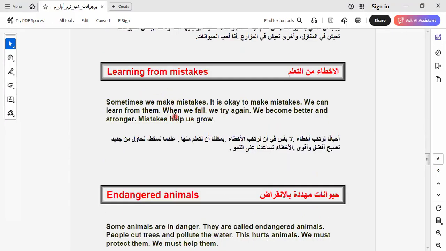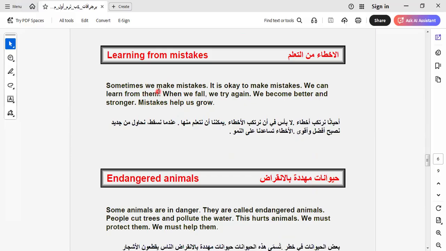learning from mistakes. I think all of us will make mistakes, and it's not wrong to make a mistake, but we must learn from these mistakes. Let's know how to learn from our mistakes. Sometimes we make mistakes. It's okay to make mistakes. We can learn from them. When we fall, we try again. We become better and stronger.